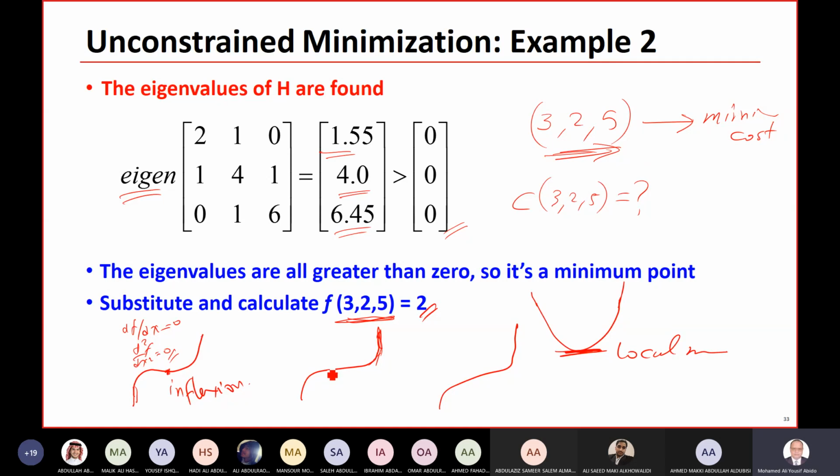When we have these values here, lambda equal to 1.55, 4, and 6.45, this is greater than 0, so definitely this is the only local minima that we have in this function.